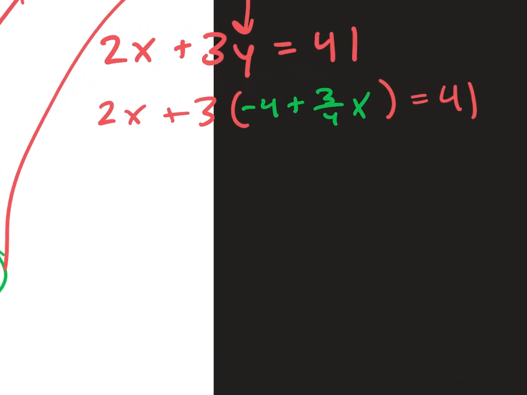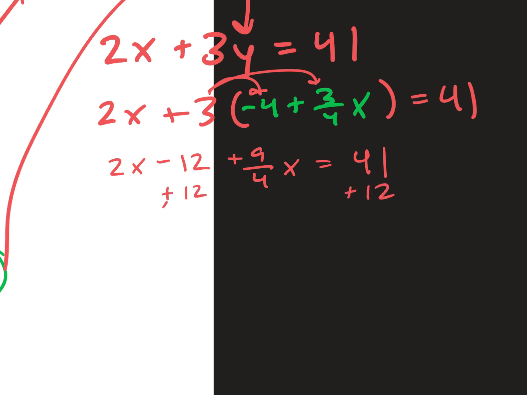Now I just solve. We know how to solve these. It's just fractions, so it will take a little bit longer. Distribute first. So 2x minus 12 plus 9 over 4x is equal to 41. Add 12. So this is 2x plus 9 over 4x is equal to 53.